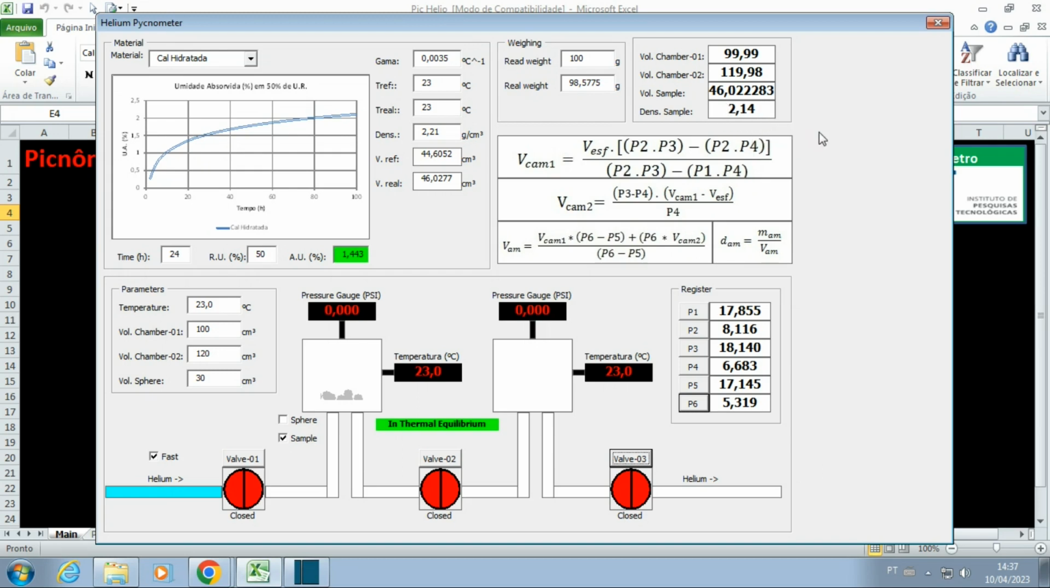Since the mass has also been determined by external weighing, the calculated density may differ a little from the value defined in the simulation due to rounding off, since normally the equipment operates with the determination of pressure in three decimal places.